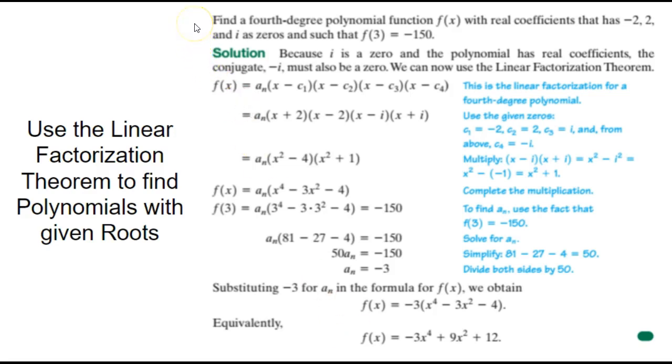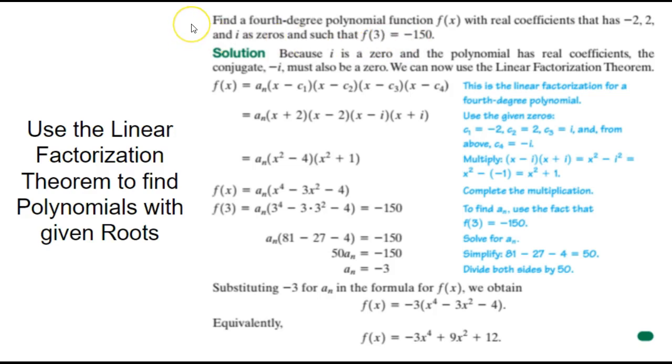So find a 4th degree polynomial function with real coefficients that has negative 2, 2, and i as zeros. So they're telling you that the polynomial function that they're looking for you to create will cross the x-axis or have a solution at negative 2. It will also cross the x-axis at 2, and then it has this imaginary solution of i. We'll dig into this part in just a little bit.